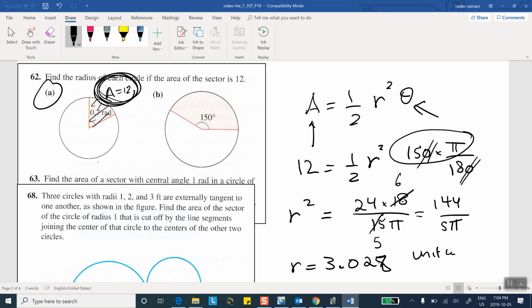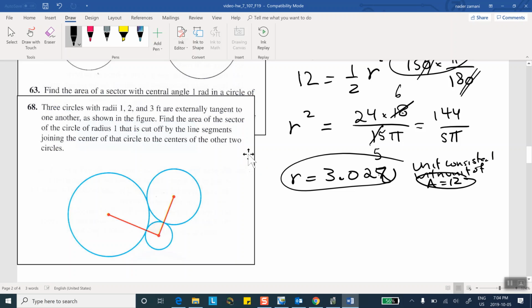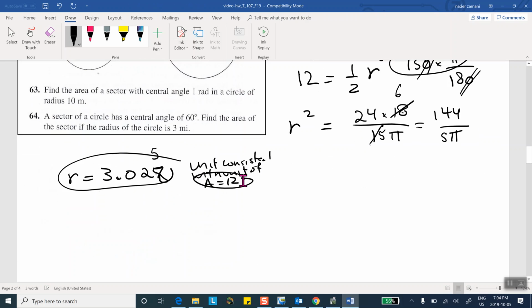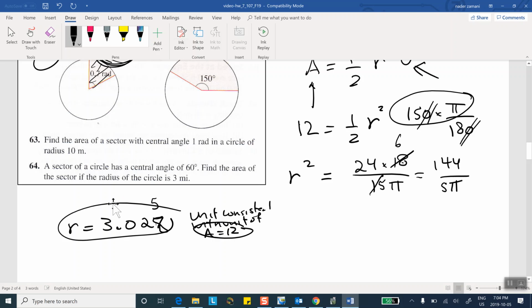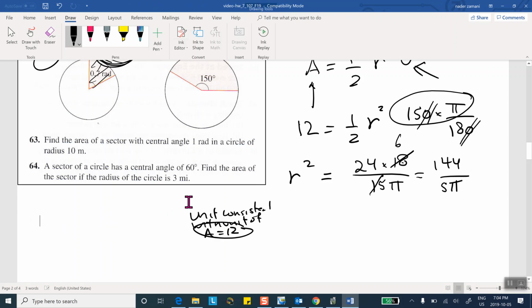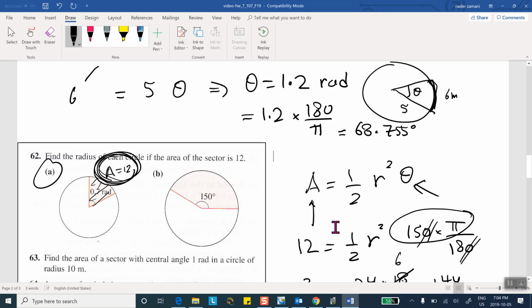Unit consistent with the unit of A equals 12. If this is miles squared, this is going to be miles, etc. Okay, so we did this problem. Let me get rid of the stuff that we don't want here. We did this, we did that. Delete these.